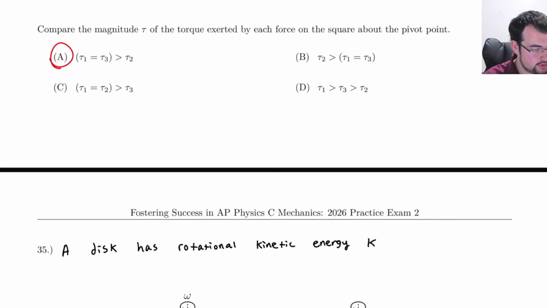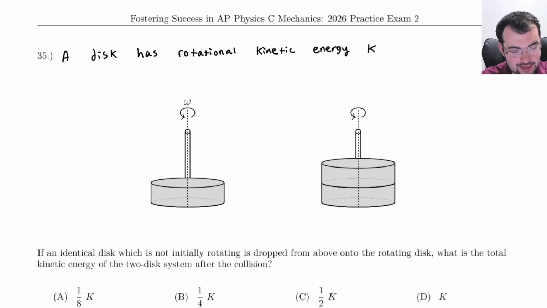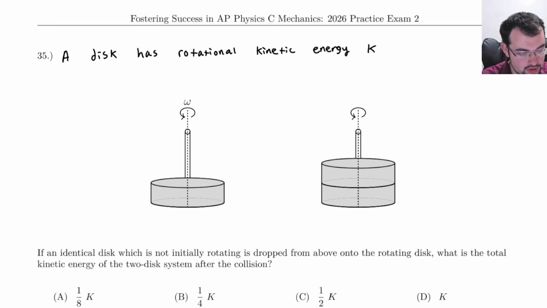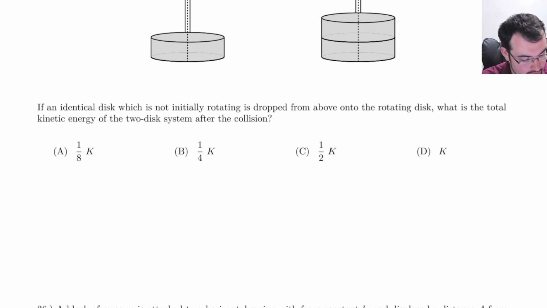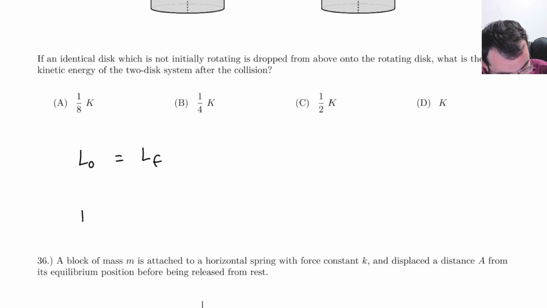All right. Here's our very official, not messed up problem, where a disk has rotational kinetic energy K. And then if an identical disk, which is not rotating, is dropped onto the rotating disk, what is the total kinetic energy after the collision? So this is a rotational collision, so we're going to be looking at angular momentum. We can just conserve angular momentum to say our initial angular momentum is equal to our final angular momentum.